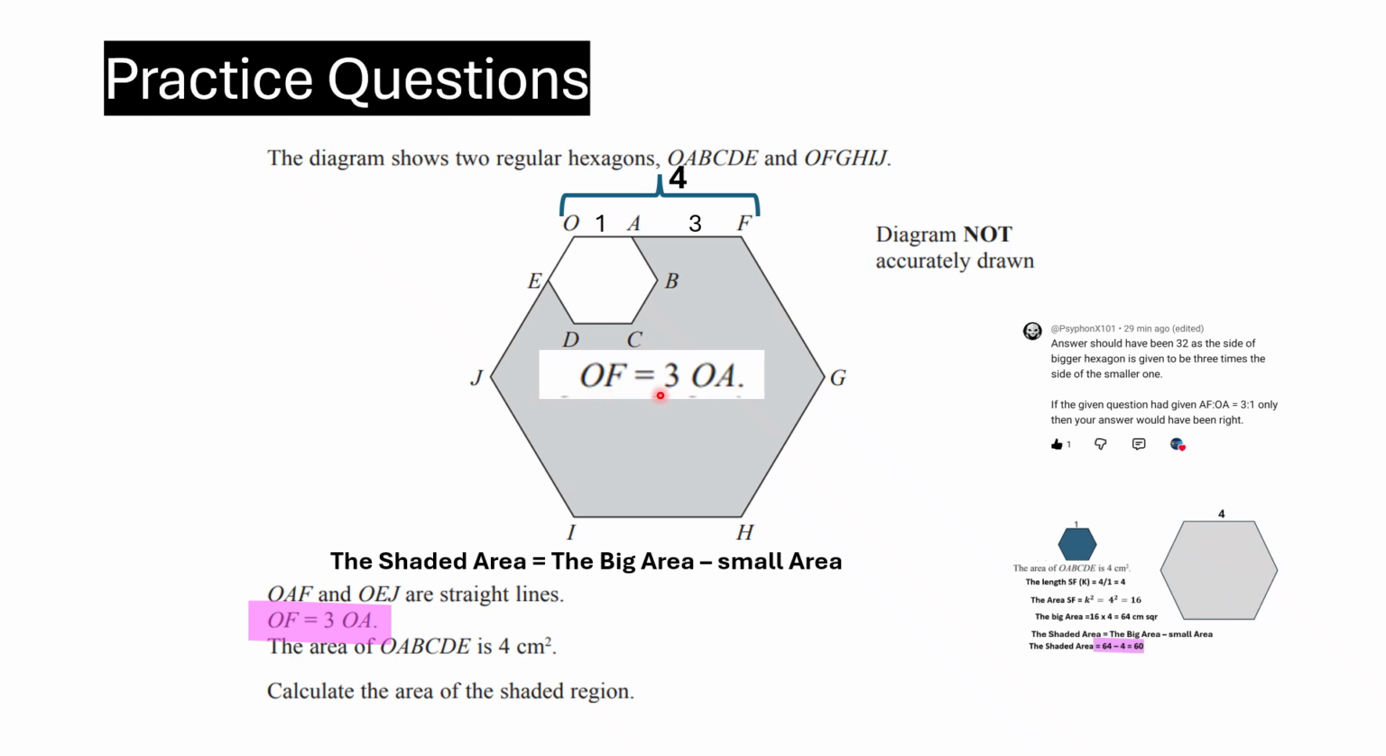If OF is 3OA, and if this is 1, this is not 3, this is just going to be 2, and the whole thing will be 3, because OF is 3OA. If OA is 1, then OF, all of it, is just 3. So that's the mistake I made. Now, the correct answer is just that this is 3. And that's the only mistake I made, and it led to the wrong answer.